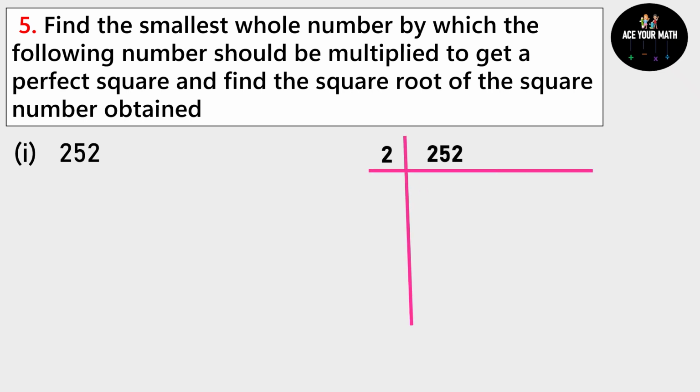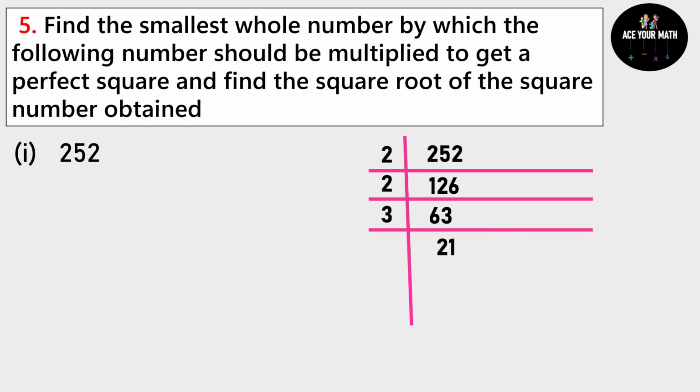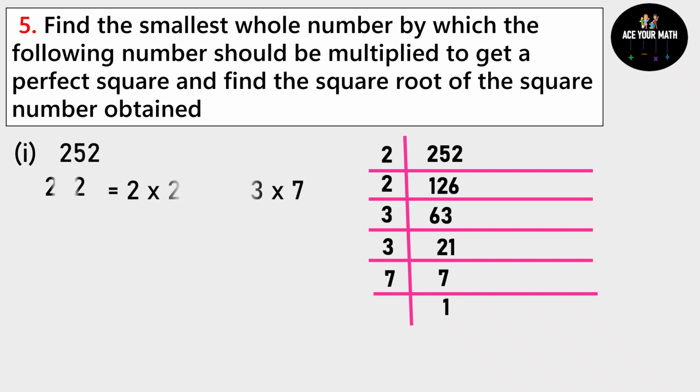Okay, so write 252. It is divisible by 2. Divided by 2, you get 126. See, 126 is ending with an even number. It means it is divisible by 2. Divide it by 2, you get 63. 63 you can divide by 3. It is divisible by 3. You get 21. Again divided by 3, you get 7. Also 7 on dividing by 7, you get 1. Now you can write 252 as the product of all these factors.